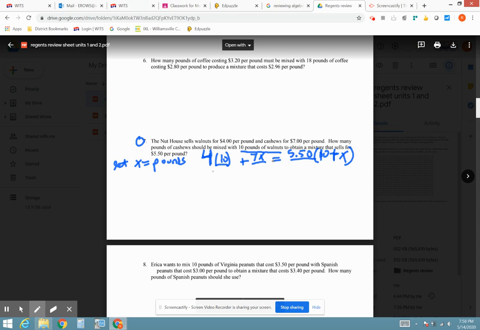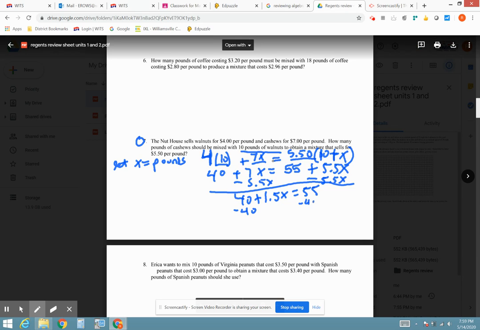So I do 40 plus 7x equals 55 plus 5.5x. Now I'm going to combine my like terms. Sorry, it's hard to write on here because I'm writing up. The computer's up and it's hard to write. So I just continue on with my algebra.